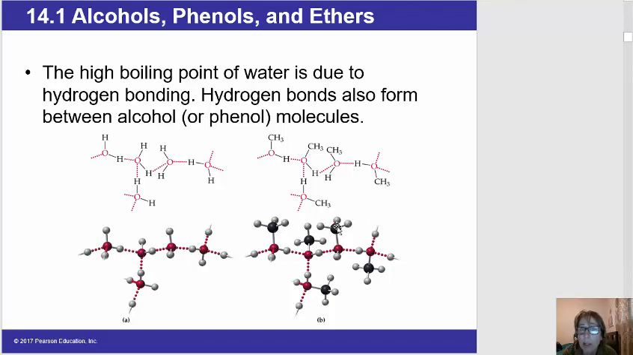Now, ethanol has these nonpolar parts to it, these methyl groups. However, the hydrogen on that hydroxyl group can find its way to other oxygens in other hydroxyl groups on other ethanols, and hydrogen bond. And so ethanol hydrogen bonds like water, and thus has a much, much higher boiling point than compounds of similar molar mass.